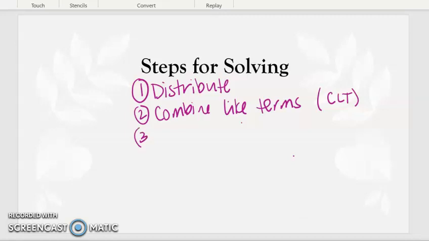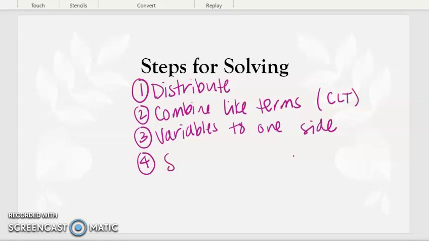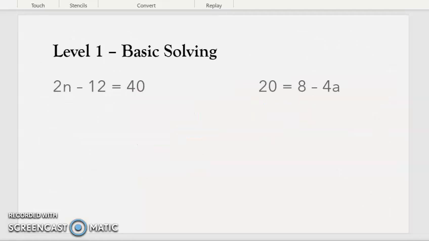Okay. Step 3, we're going to get variables, or you could write letters there, to one side. And then step 4, this is like your basic solve, which is where we're going to start with. Okay, so we're going to slowly add to this as we go. So pause if you need to finish writing that. We'll keep going here. So level 1 is just basic solving.